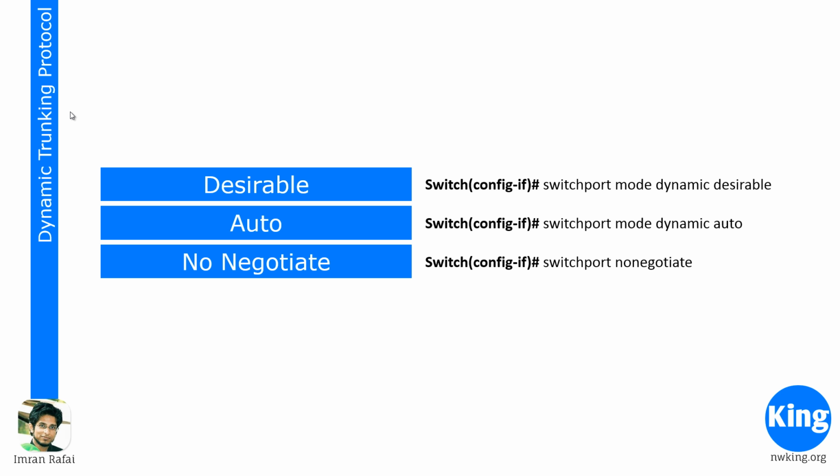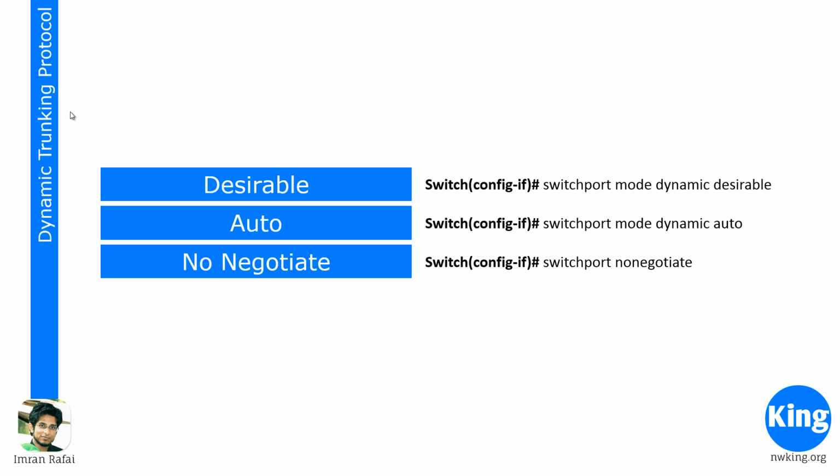dynamic desirable mode, what is it desiring? It is desiring to become a trunk. So it's going to tell the other port, okay, I would like to become a trunk. What do you want to become, right? And if the other side also is in dynamic desirable, boom, immediately both of them become trunk ports, right?